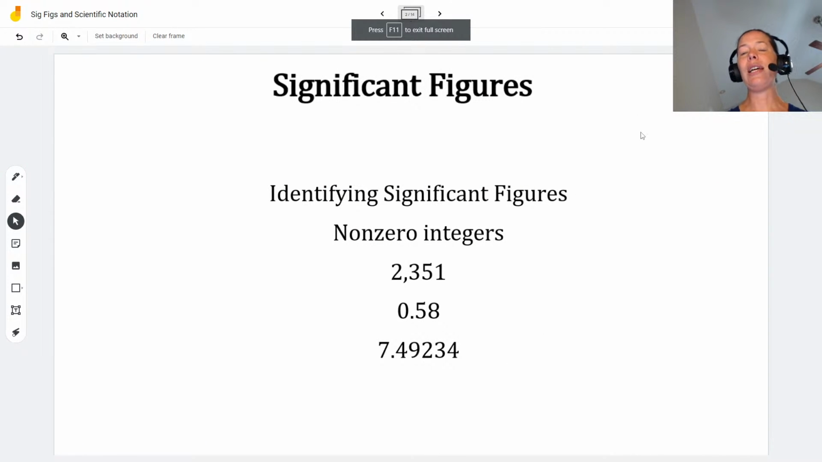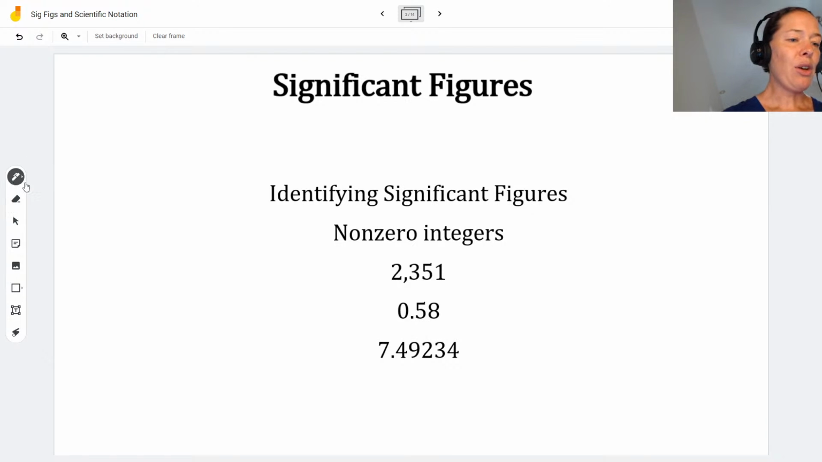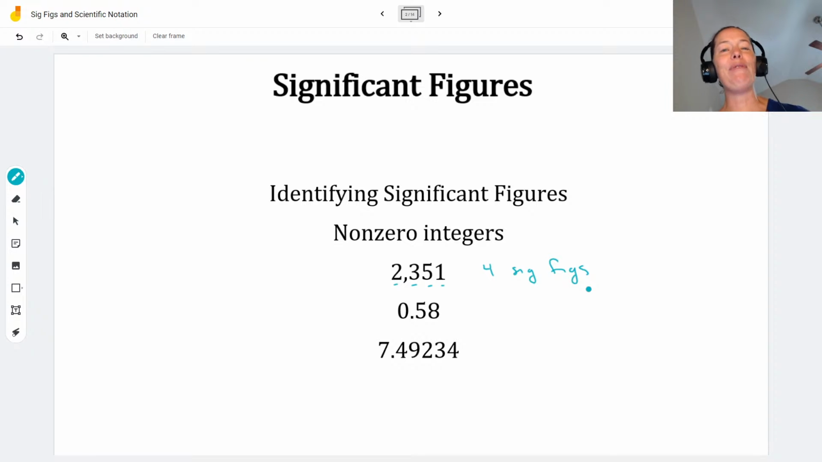Okay, so first, let's learn to identify our significant figures. Let me get my pen up here. If you have a non-zero integer, then that is automatically going to be significant. So I've got a couple examples here. Let's take our first one, 2,351. A common question is how many sig figs in this number? Because these are all non-zero integers, there are 1, 2, 3, 4. So there are 4 what we call sig figs, because apparently saying significant figures just takes too long. So sig figs is usually what we talk about.